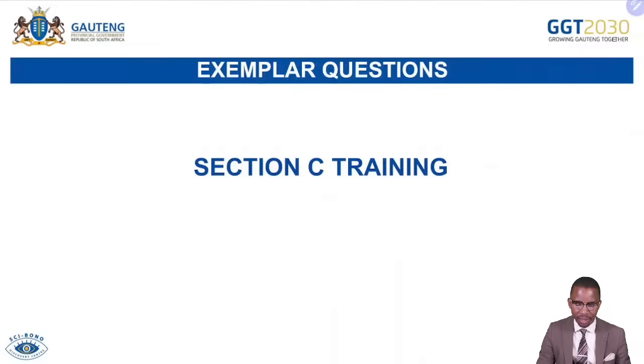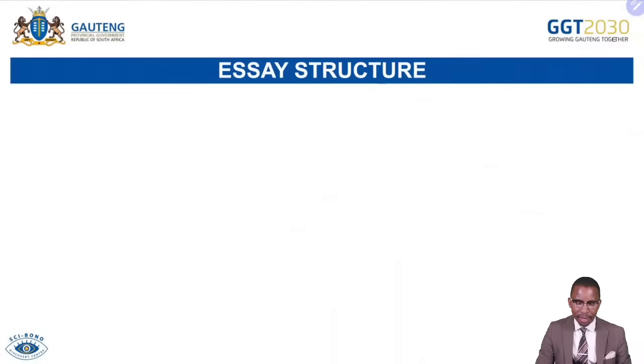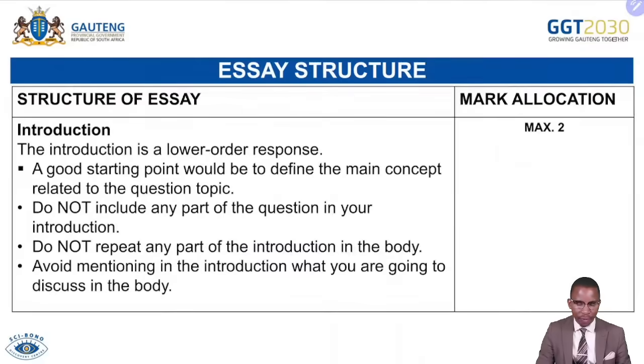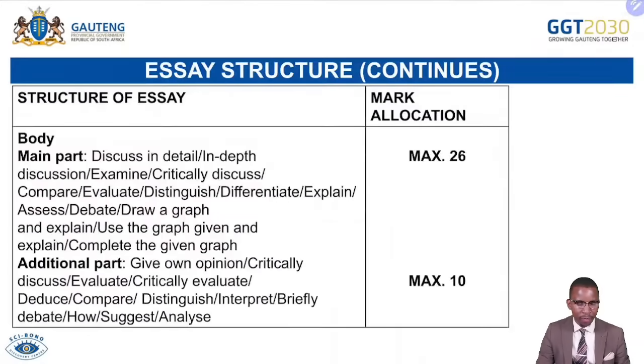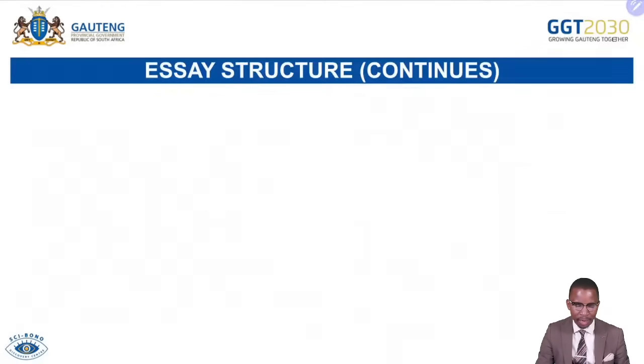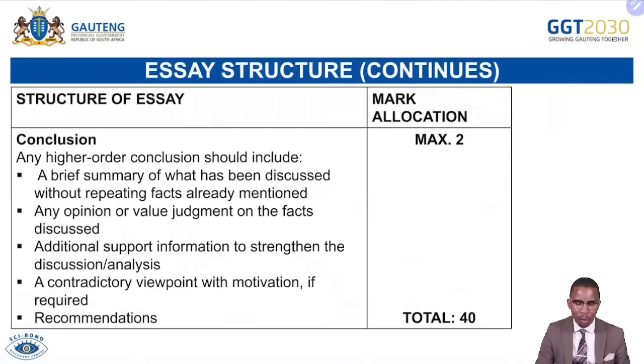Then we move to the Section C training. Let's check. Essay structure is obviously given. It will be provided in a question paper, so I won't dwell much on it. Then the introduction is 2 marks, and then we go further. We have the main part, the body, which has the main part of 26 marks, and then an additional part of 10 marks. So it will be provided to you how you should answer. And then we have also the conclusion, which is 2 marks. Remember, the conclusion must be a higher order response. Then you go back to the additional part, which is higher order questioning.